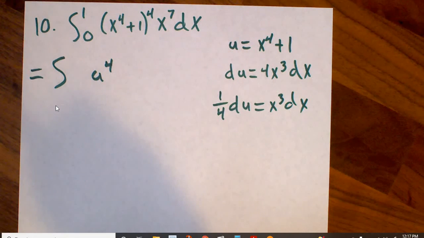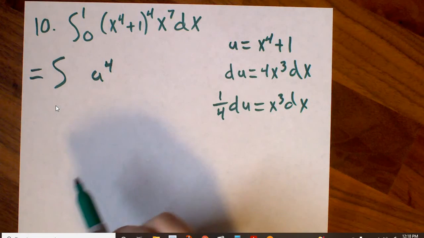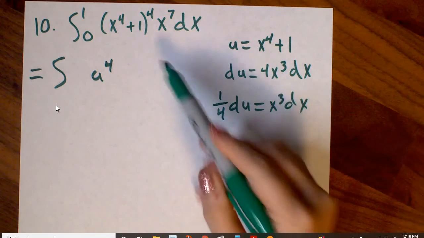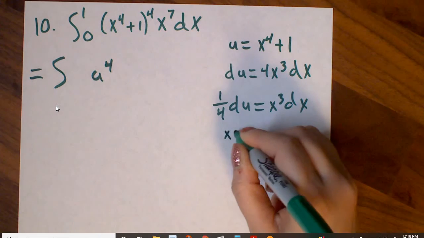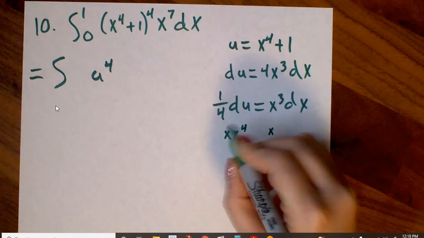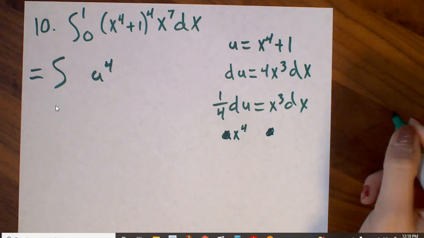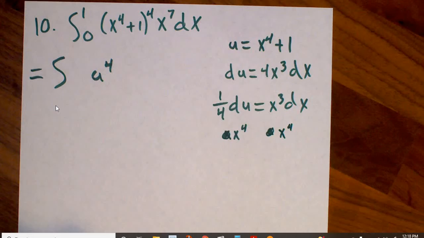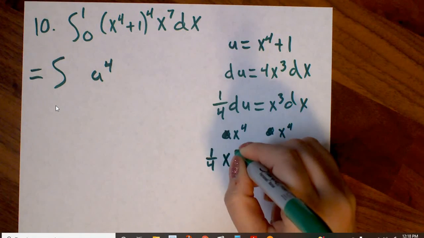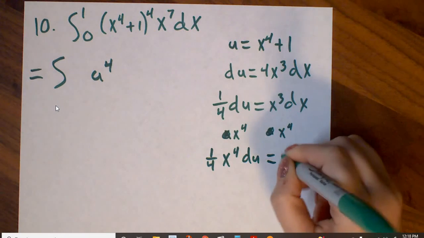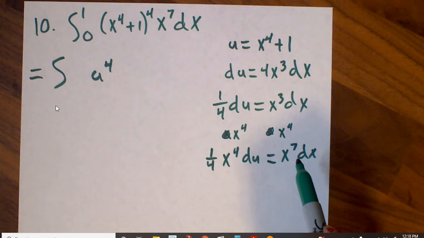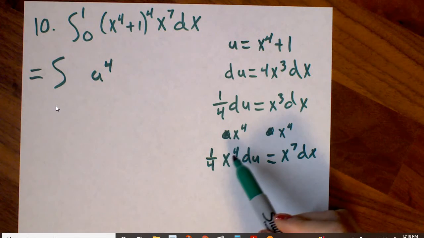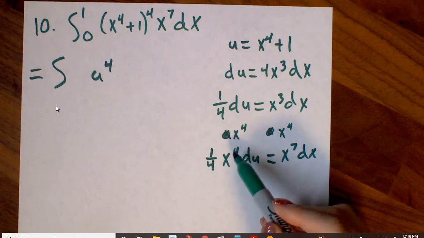So we have to be a little bit strategic about how we go about substituting in from here. Notice that I have an x^3, and I need an x^7. So if we multiplied both sides of this equation, sorry, that's a multiplication symbol, by an x^4, I would get 1/4 x^4 du equals x^7 dx. So now we have an equation that has an x^7 in it, which is what we want. The problem is that we have an extra x^4.